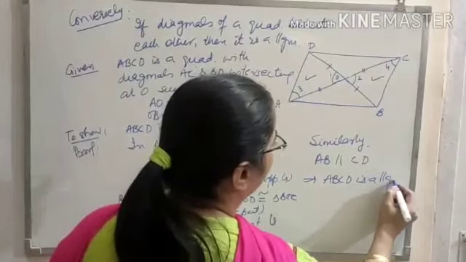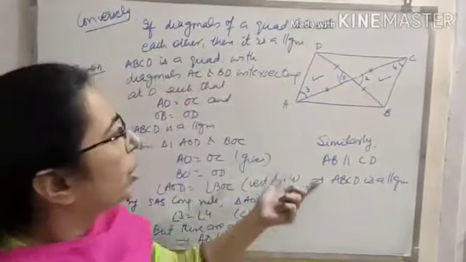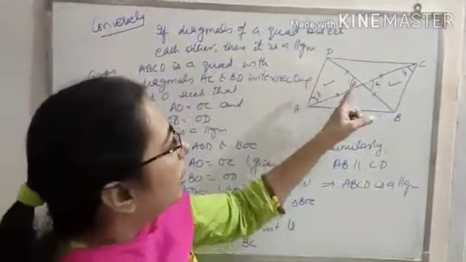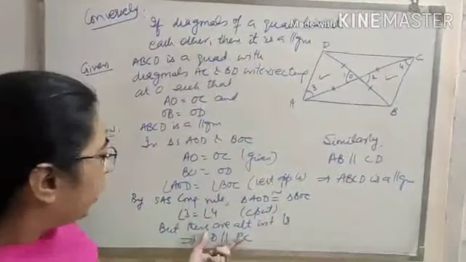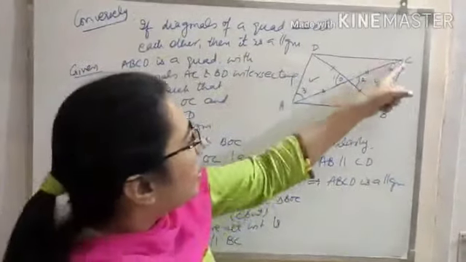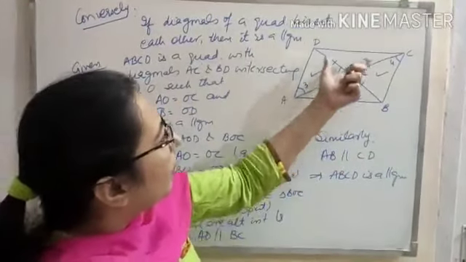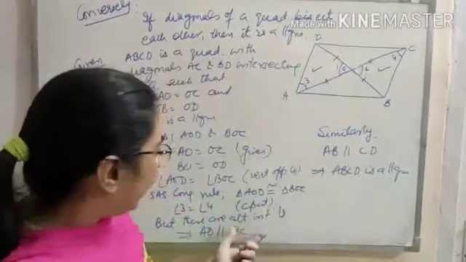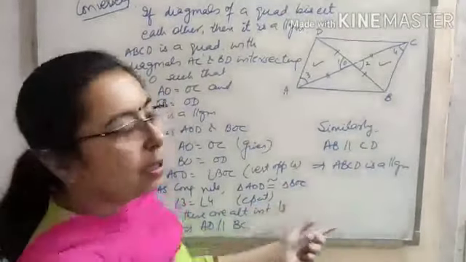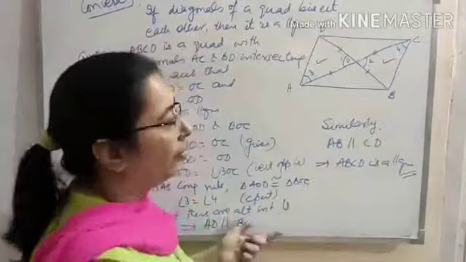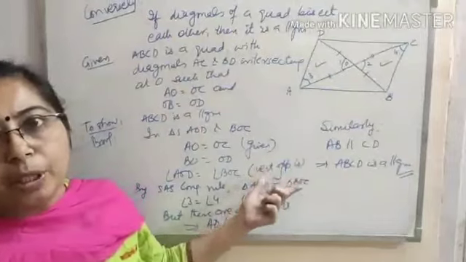Whenever you have to show it is a parallelogram, you will use the concept of parallel lines. 3 is equal to 4, alternate interior angles. It means AD and BC are parallel. For the second part, we can write similarly, AB will be parallel to CD. When opposite sides are parallel, it means ABCD is a parallelogram. With this, all the 6 properties we have proved here.